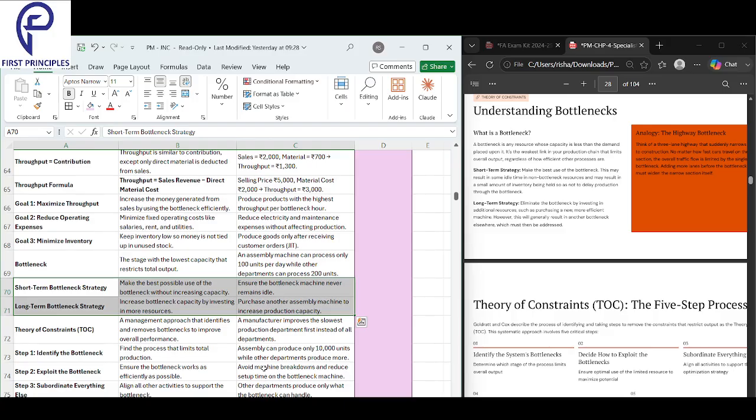So what you do is you either make a short-term strategy that you will never keep the bottleneck machine idle at all. You will make the best possible utilization of the bottleneck without increasing capacity. But in the long term, you will increase capacity. That's it. So let's make sense of this here, Monisha. When are you increasing capacity? When are you letting it be, but making the best utilization?